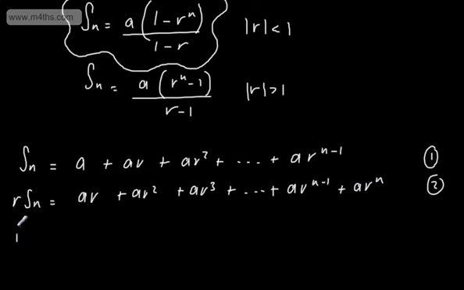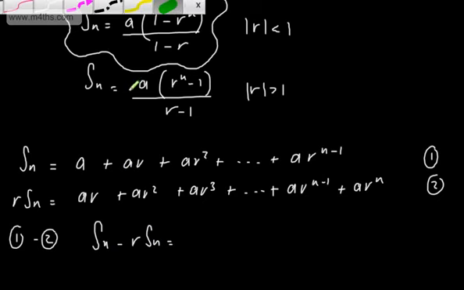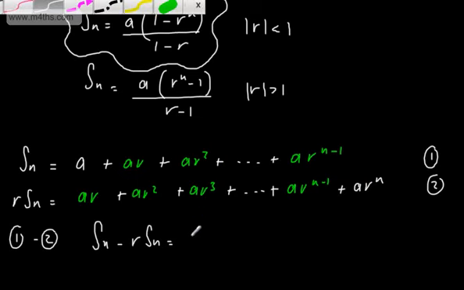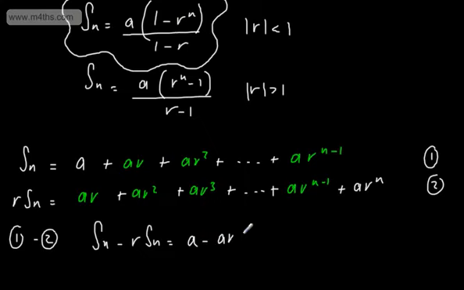We're going to do equation 1 minus equation 2. So if I subtract on the left hand side, I've got the sum of n terms minus r multiplied by the sum of n terms. If we just consider the right hand side, these terms are going to cancel out. So we can see ar will cancel with ar. We can see ar squared will cancel with ar squared. The ar cubed will quite clearly go with the next one. We will have the ar to the n minus 1 with the ar to the n minus 1. And that will simply leave us a and ar to the power of n. So we're subtracting here, so what we're going to have is a minus ar to the power of n.